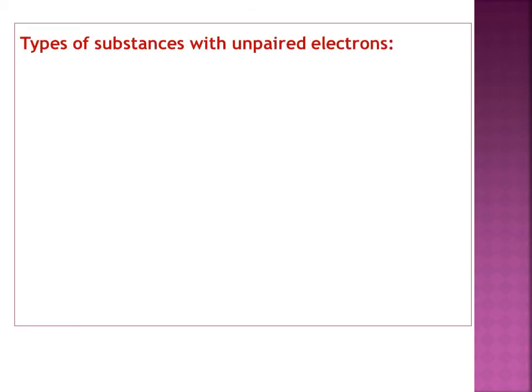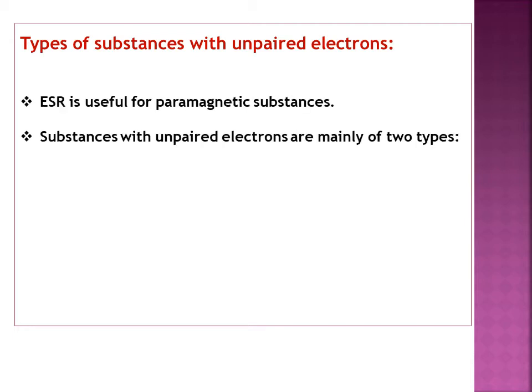So as I told you in the beginning, ESR spectroscopy is limited to paramagnetic substances or unpaired electrons. Regarding the types of substances with unpaired electrons, ESR is useful for paramagnetic substances. The substances with unpaired electrons are mainly of 2 types. One is stable paramagnetic substances and the second is unstable paramagnetic substances.